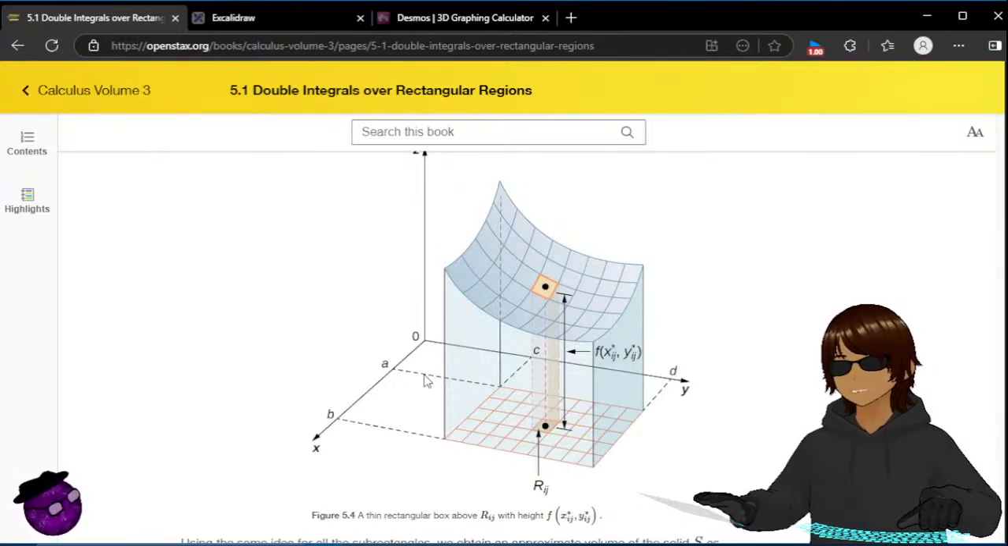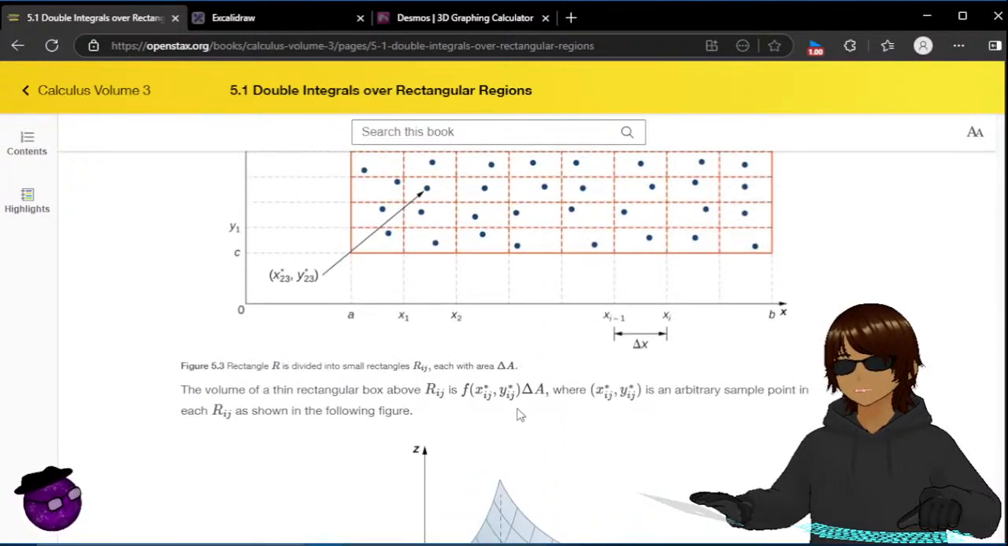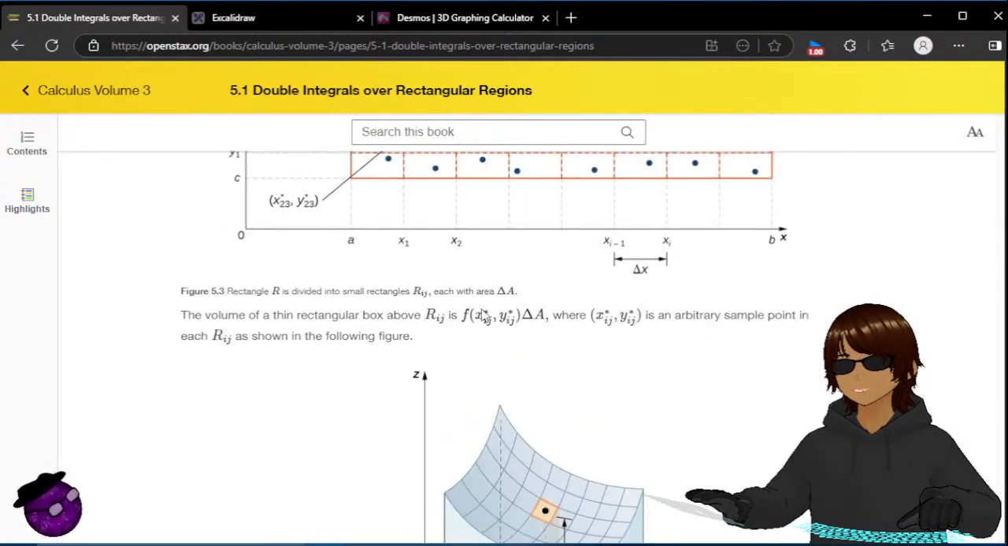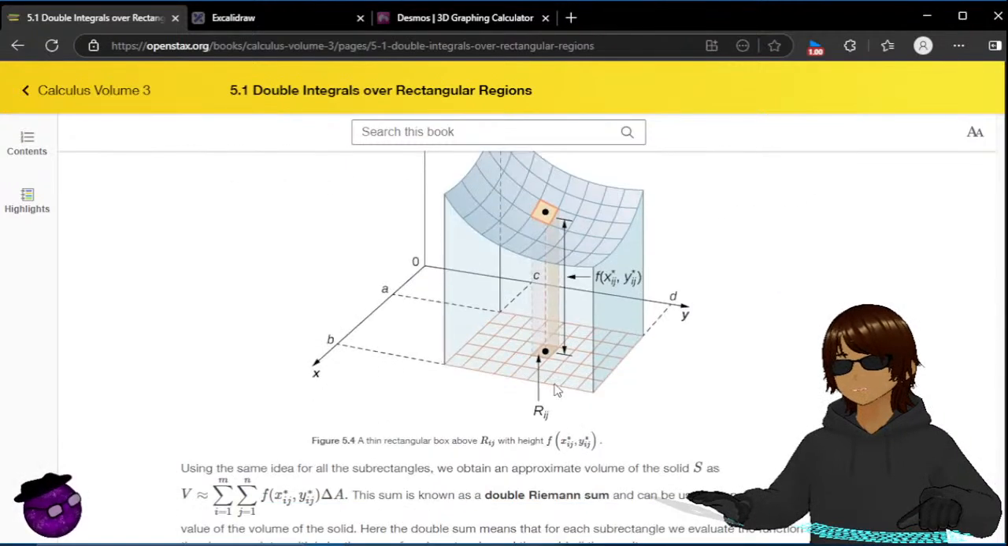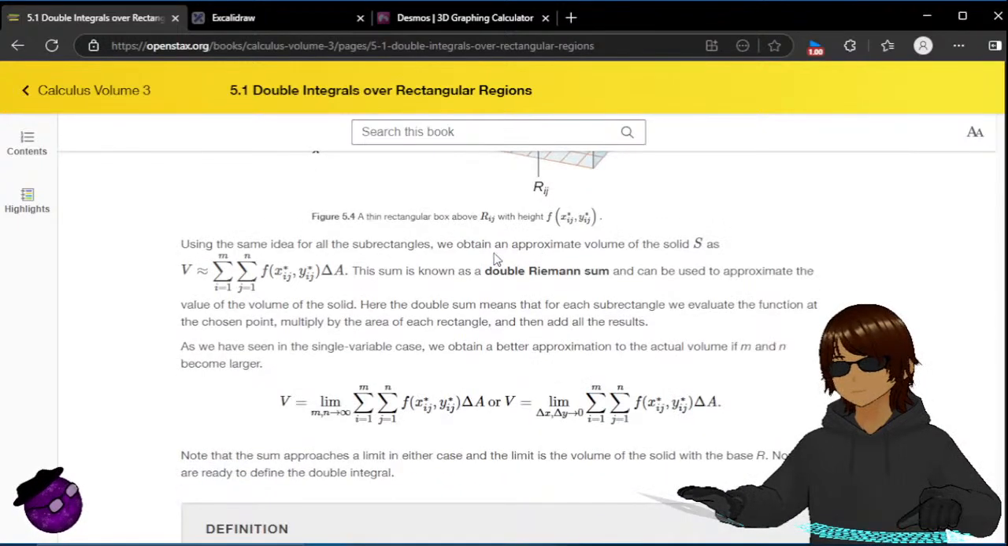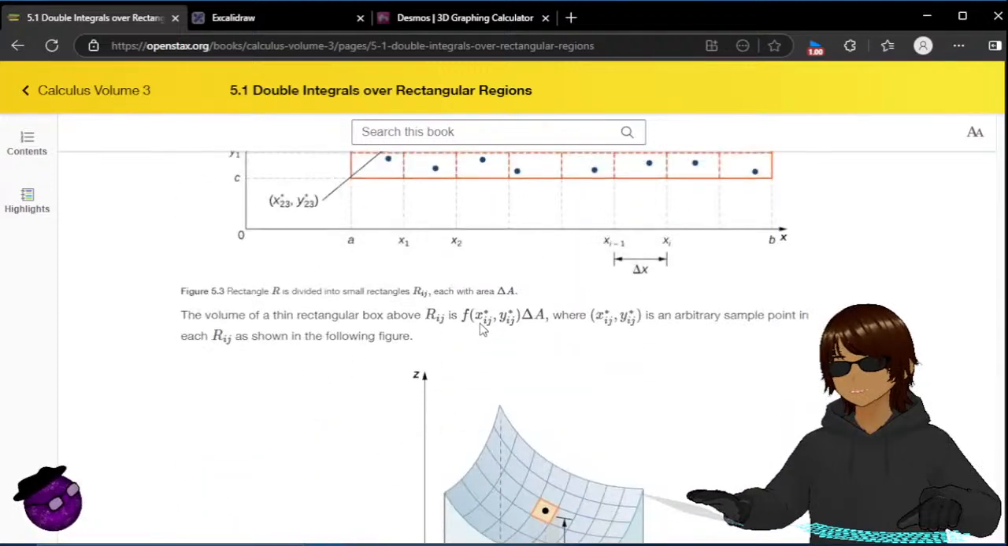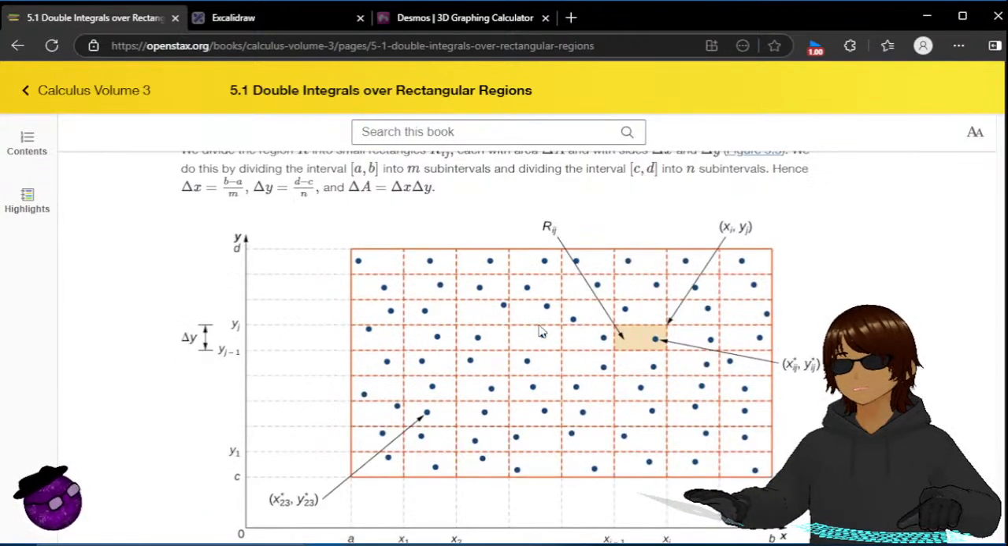So we are approximating this by the volume of a rectangular prism. We are doing this by f(xij*, yij*), so the area of this region times the height. And this here is some sample point within the region.